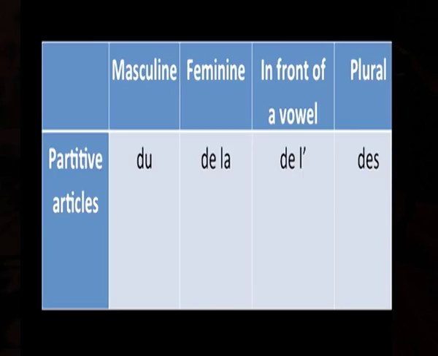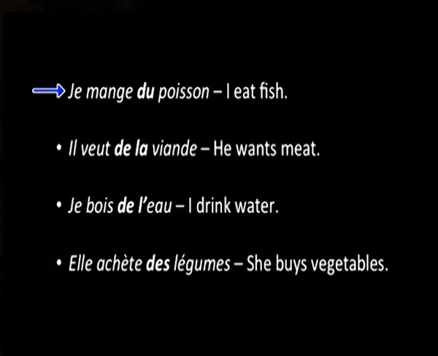Let's first revise the affirmative sentences. This table contains the 4 partitive articles: du, de la, de l', and des. Let us look at some examples from the text. Je mange du poisson, I eat fish. Il veut de la viande, he wants meat. Je bois de l'eau, I drink water. Elle achète des légumes, she buys vegetables.